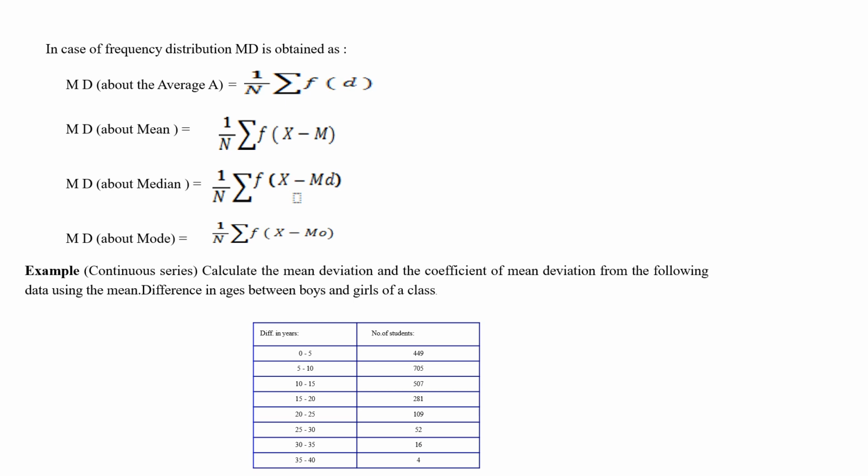Okay. In case of a frequency distribution, how is mean deviation obtained? When a frequency distribution is given, how do we find the mean deviation? Mean deviation about the average A is 1 by n summation of frequency times D. Then mean deviation about mean is 1 by n, same, right? F is frequency, x minus m. Okay, m is mean. Then about median it is x minus median. About mode it is x minus mode. Okay, so here they have given a problem.